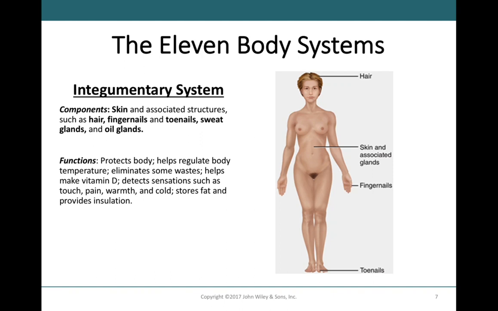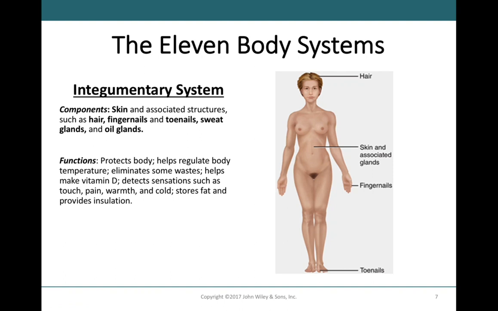We will learn more about the integumentary system in Chapter 5, but for now I want you to focus on the components of what makes up each of these systems, and I want you to focus on the functions of these as well. I know there's a lot of functions here, so I'm going to try to highlight the ones that I think are most readily important.